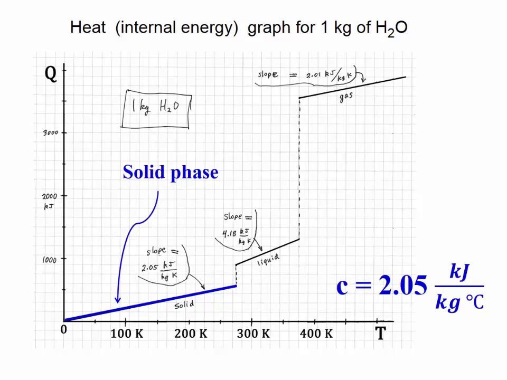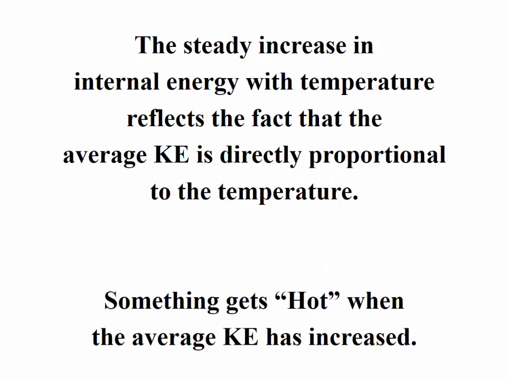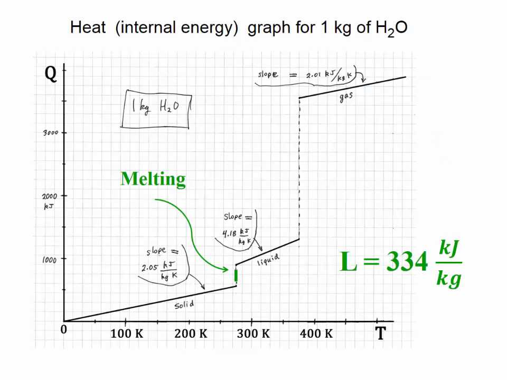Now you'll notice that something happens after that, but I don't want to talk about that at this moment. The important result here is that in the solid phase, there's a steady increase in internal energy with temperature, reflecting the fact that the average kinetic energy is directly proportional to the temperature. That is, something gets hot when the average kinetic energy has increased. But now there's a jump where the temperature does not change.